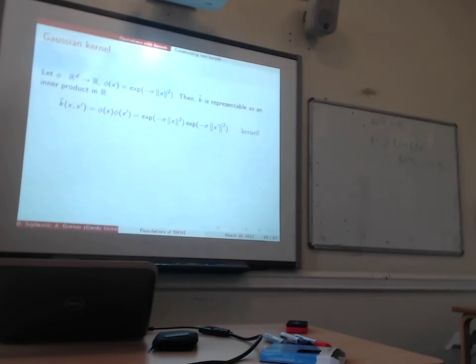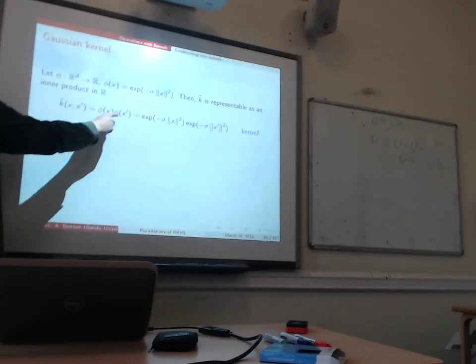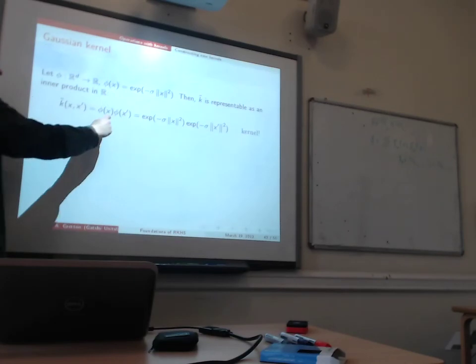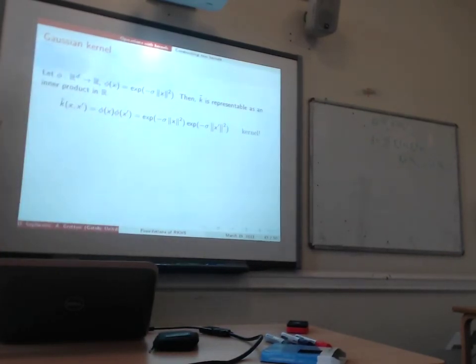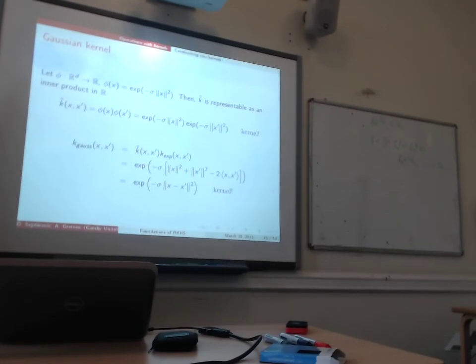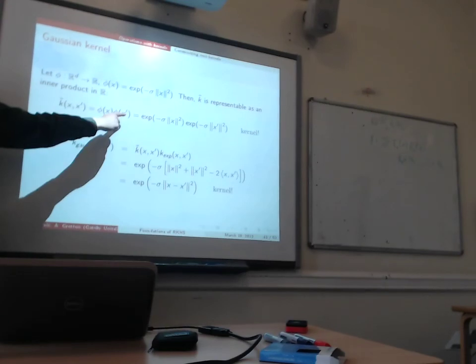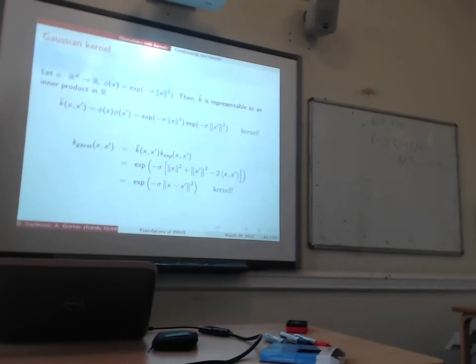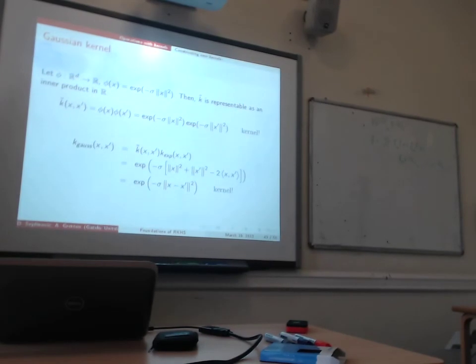Now I can define a kernel K tilde as an inner product in R, which is just a product of those features. So that is a kernel. It's not a very good kernel, but it's a kernel. And I also have an exponential kernel, and I can multiply it with that kernel that I just constructed. Once you do the math and multiply these two together, you get exactly the Gaussian kernel.